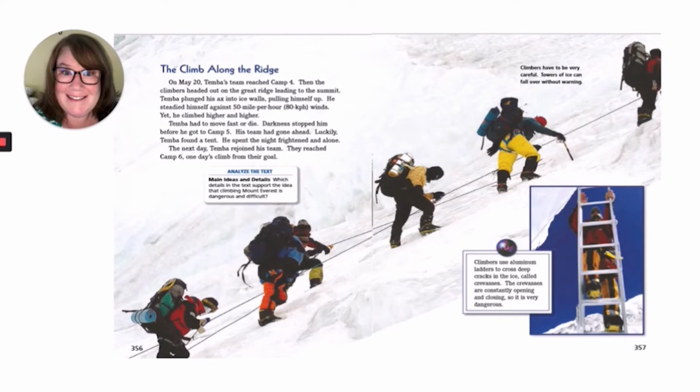Darkness stopped him before he got to Camp 5. His team had gone ahead. Luckily, Tembas found a tent. He spent the night frightened and alone. The next day, Tembas rejoined his team. They reached Camp 6, one day's climb from their goal. Climbers use aluminum ladders to cross deep cracks in the ice called crevasses. The crevasses are constantly opening and closing, so it's very dangerous.